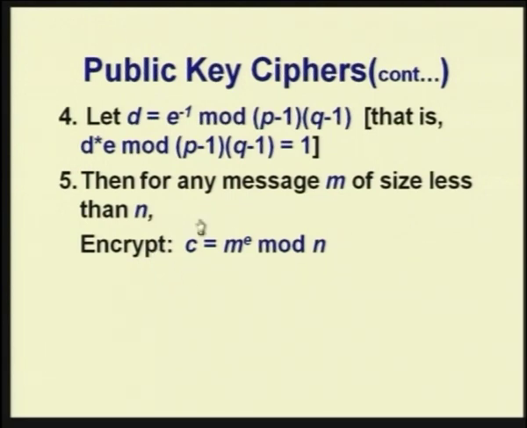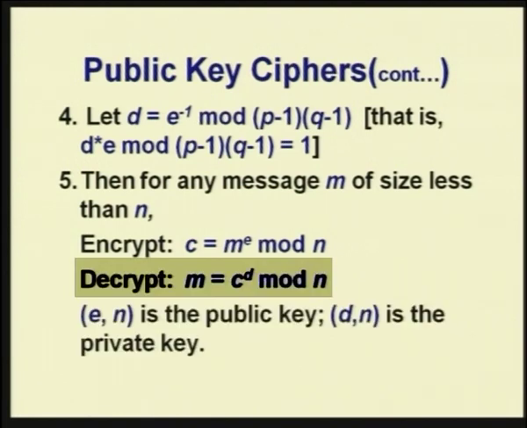Now, this will be the encrypted message. C is your encrypted message, which is obtained by taking the message, which is less than size n, raising it to the power of E and doing a mod with respect to n. The decryption is done using this formula: M is obtained by getting C raised to the power of D mod n. So, this is the encryption-decryption mechanism that is used.